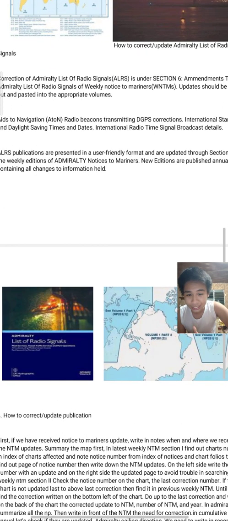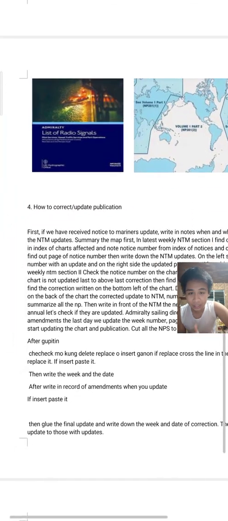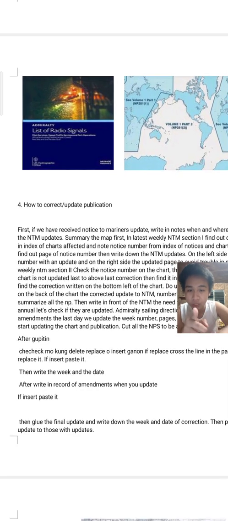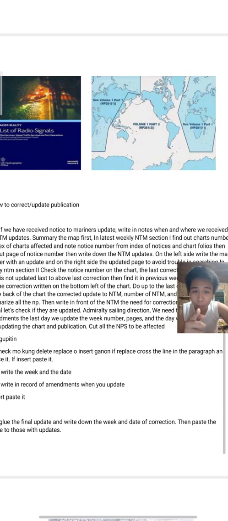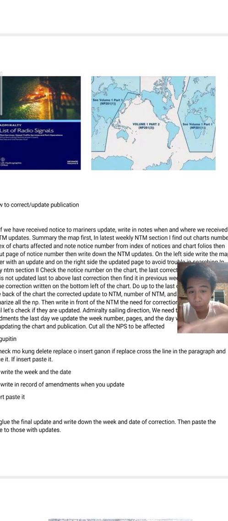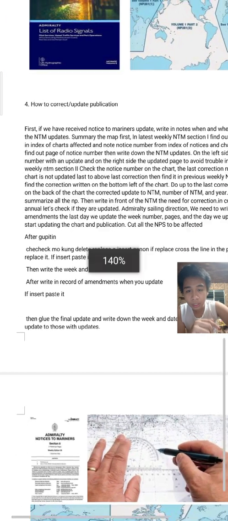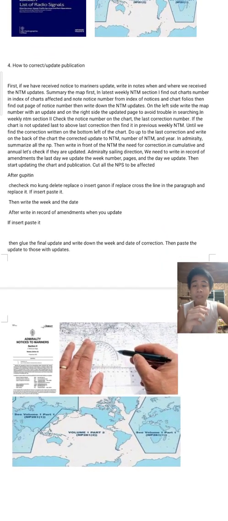So this is the list of radio signals. These are the photos. As you can see in photo 1, that's the picture of the book on the List of Radio Signals. And this is picture number 2. For example, Volume 1 Part 2, we can see as it is inscribed below. See, and Volume 1 Part 1.